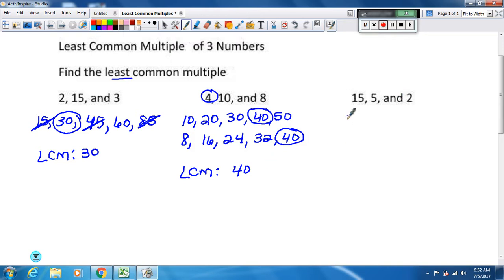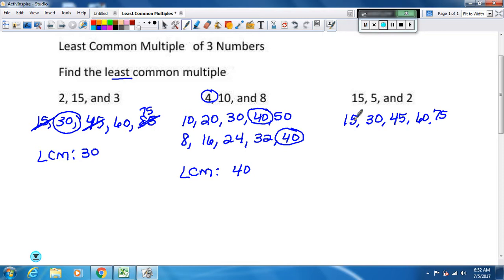Okay, 15. I've already got a list of 15. 15, 30, 45, 60, and that's not 85, is it? It should be 75. Sorry about that. It should be, because 60 plus 15 is 75. Okay, and then 5.